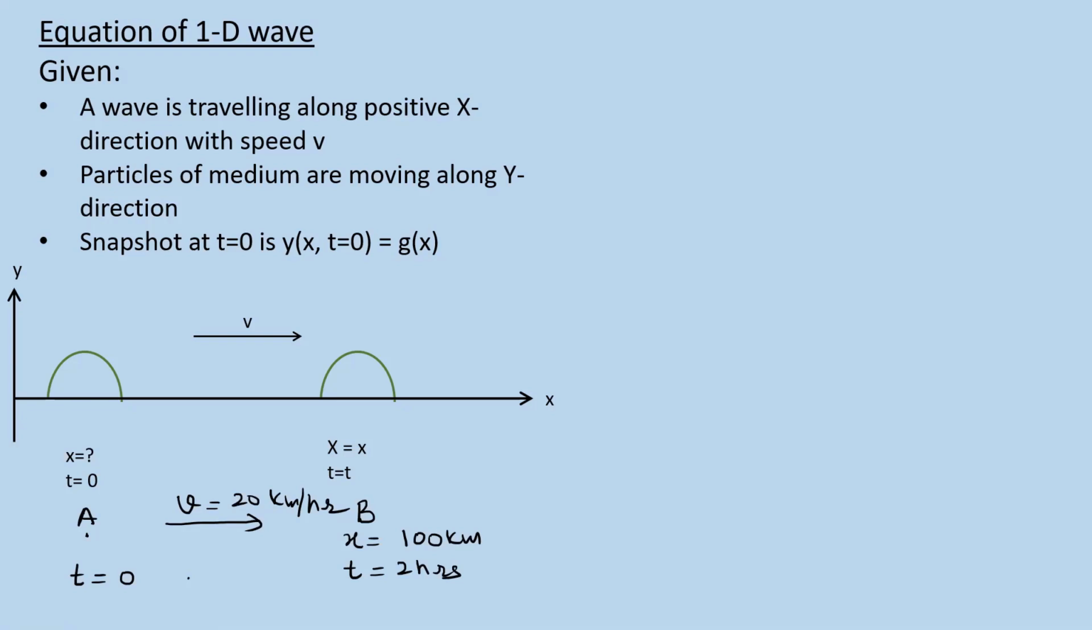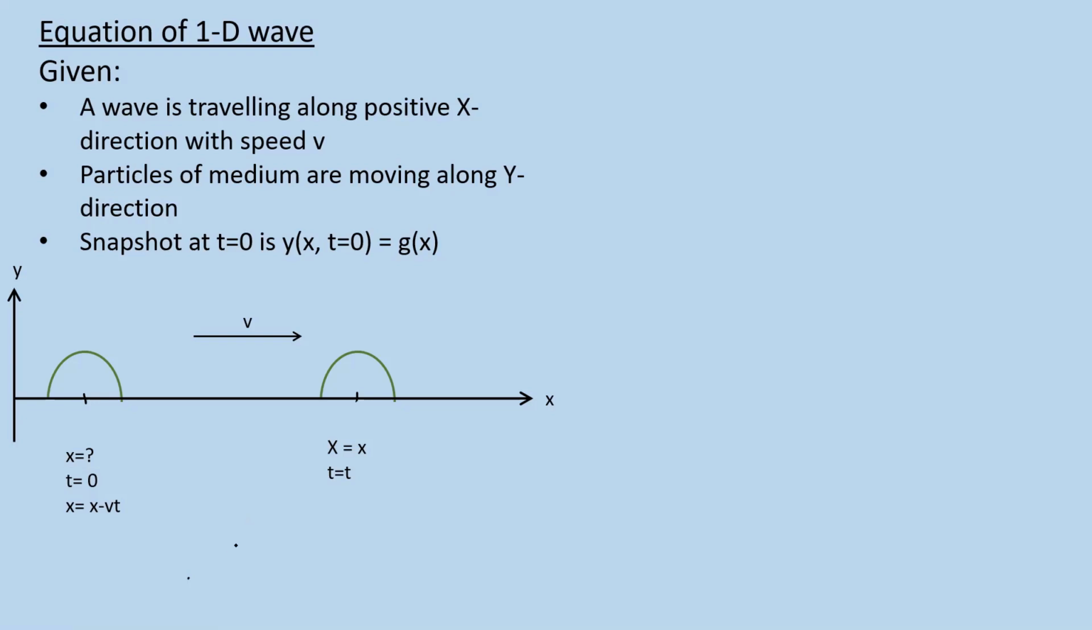So the separation between the two stations should be 20 into 2, that is 40 kilometers. So if the position of B is 100, the position of A should be x equal to 100 minus 40, so that should be 60 kilometers. The motion of this wave pulse is the same as the motion of the train. The wave pulse has arrived at position x at time t.